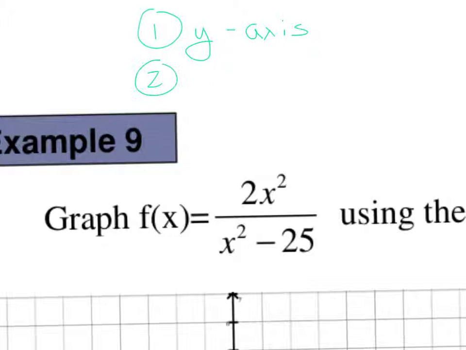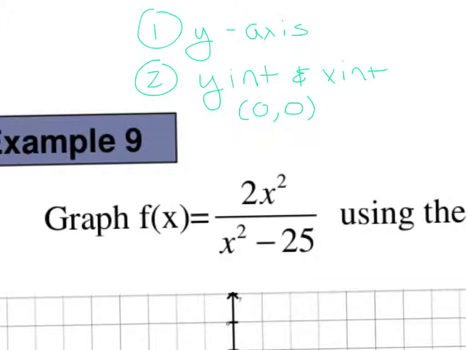The second thing I want to do is determine my x and y intercepts. When I let x equal 0, I get 0 over negative 25, so your y-intercept is 0. When you set the equation equal to 0, you're also going to get 0 for your x-intercept. So your y-intercept and your x-intercept is (0, 0). Okay, so that's steps 2 and 3 from our 7-step strategy.